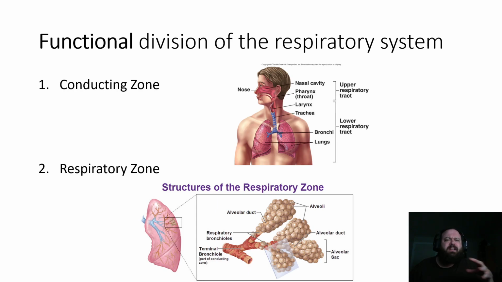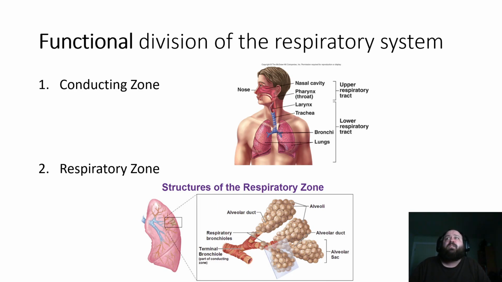The conducting zone is a network of interconnecting cavities and tubes outside and inside the lungs. The purpose of the conducting system is to bring the air that you breathe in to the respiratory zone. So all the tubes of your respiratory tract, starting with the nose, then into the nasal cavity, then into the pharynx, the larynx, the trachea, the bronchi, and the bronchioles. Those are all part of the conduction system.